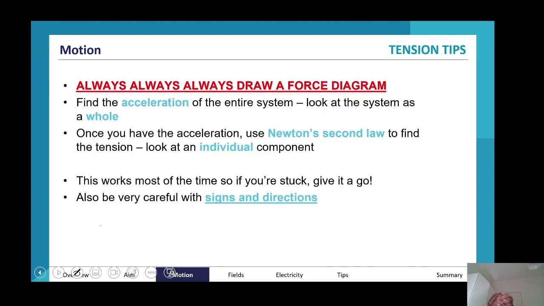Here are some tips to tackle tension type of questions. You always need to draw a force diagram. You need to find the acceleration of the entire system and look at the system as a whole. Once you have the acceleration, use Newton's second law to find the tension. Look at every individual component. This works most of the time, so if you're stuck, give it a go, and also be very careful with signs and directions.